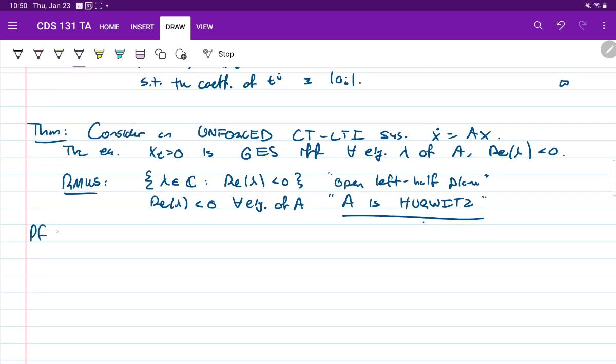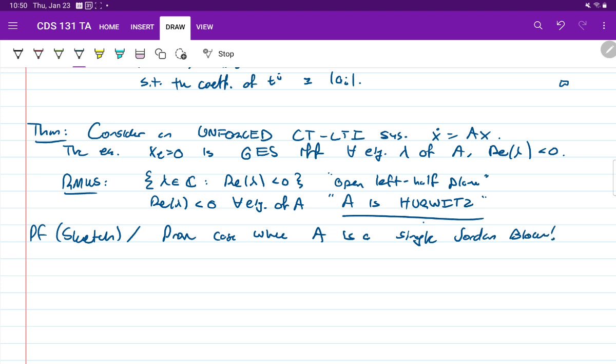Okay, so I just want to give you a quick proof sketch, and I'll just prove the case where A is a single Jordan block. The general case is essentially proven by transforming A into its Jordan canonical form and bounding each Jordan block above, then bounding the norms of the transformations into Jordan canonical form. So it's not too much longer than what we have here.